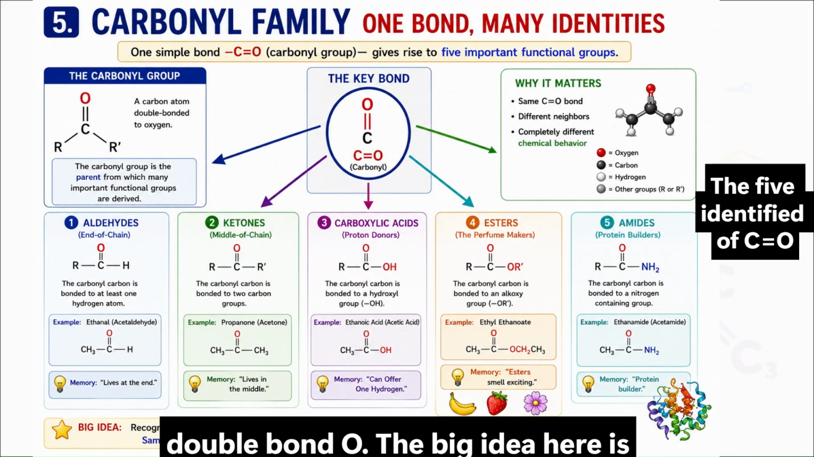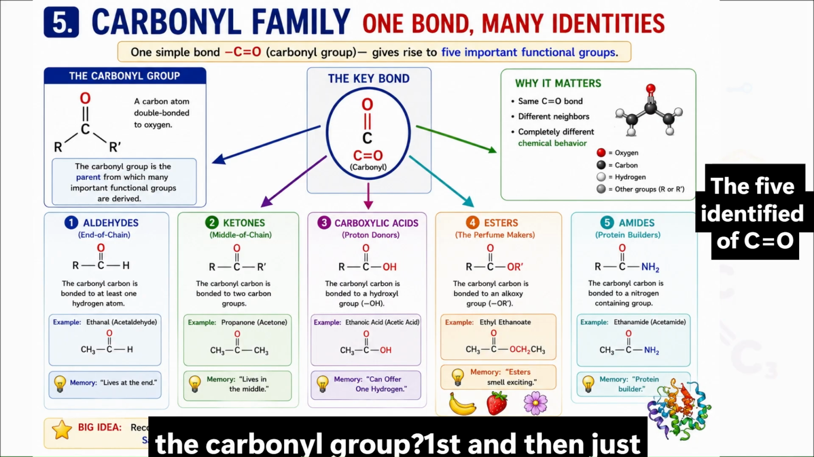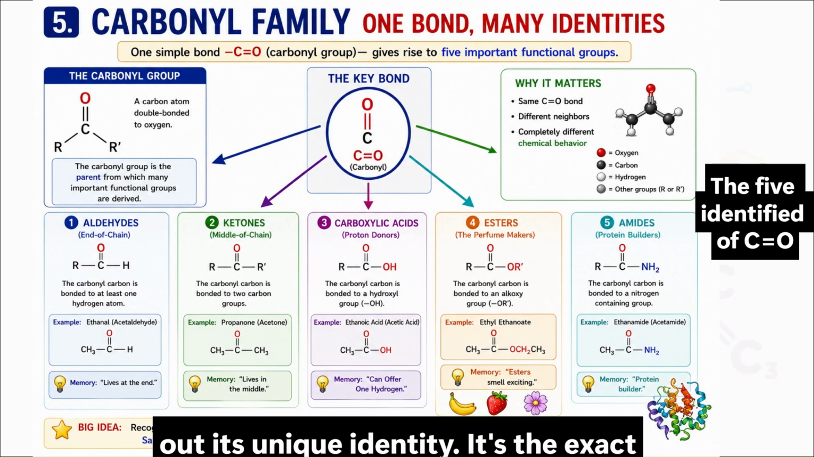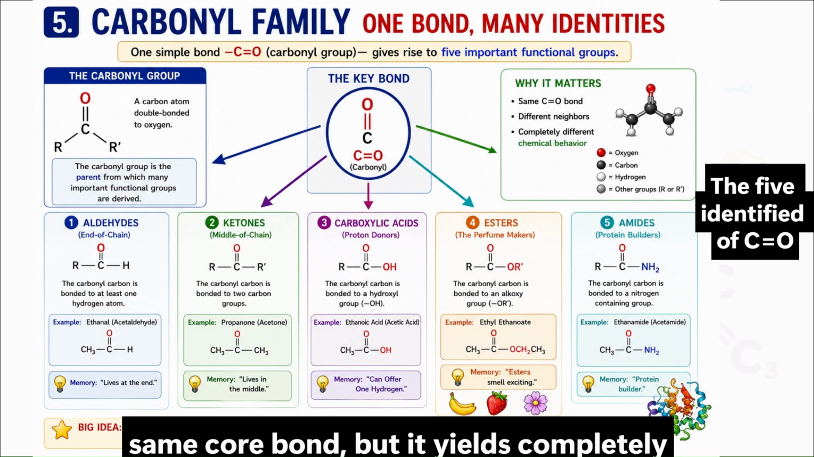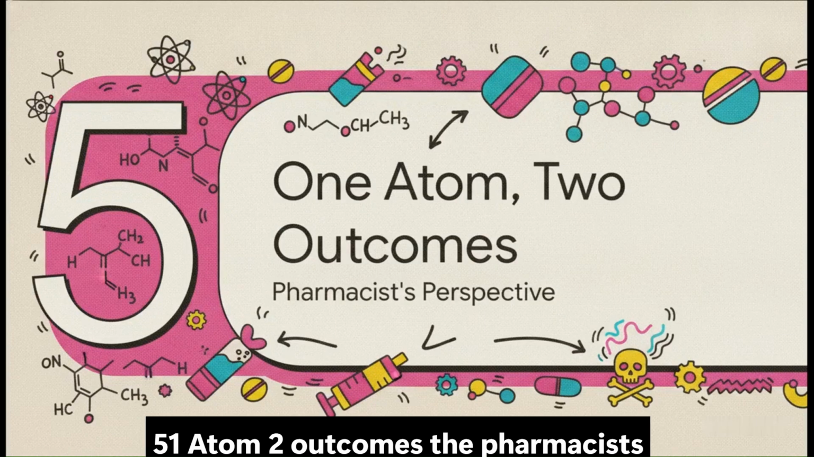The big idea here is honestly wonderfully simple. Recognize the carbonyl group first, and then just look at its immediate neighbors to figure out its unique identity. It's the exact same core bond, but it yields completely different chemical personalities. Section 5. One atom, two outcomes.